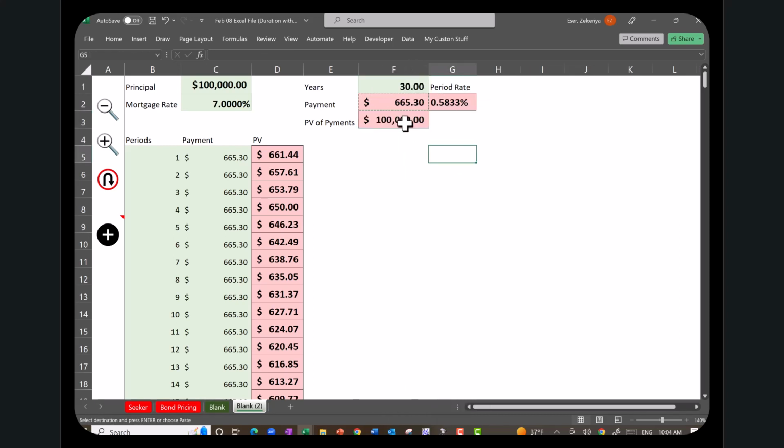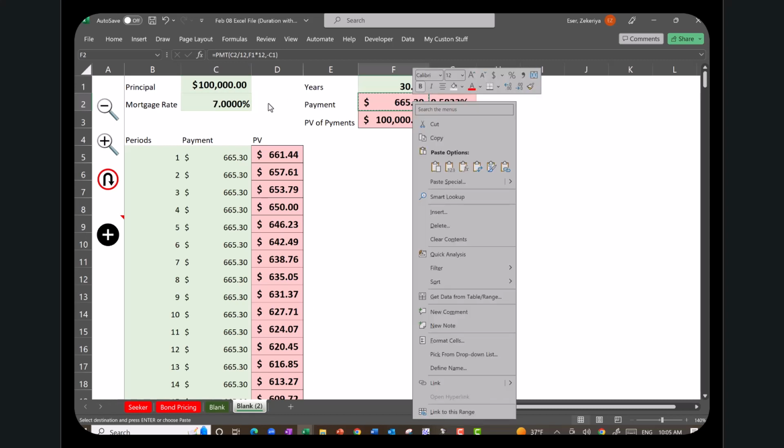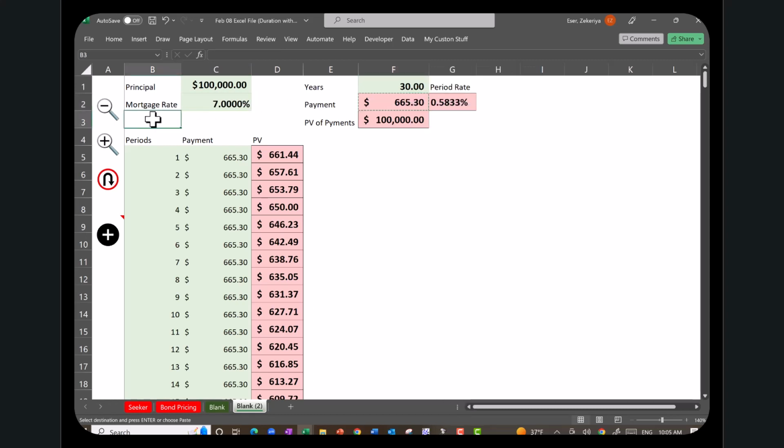But this is assuming the current interest rate is the same as the original one. So let's do this. Let's call this market rate.